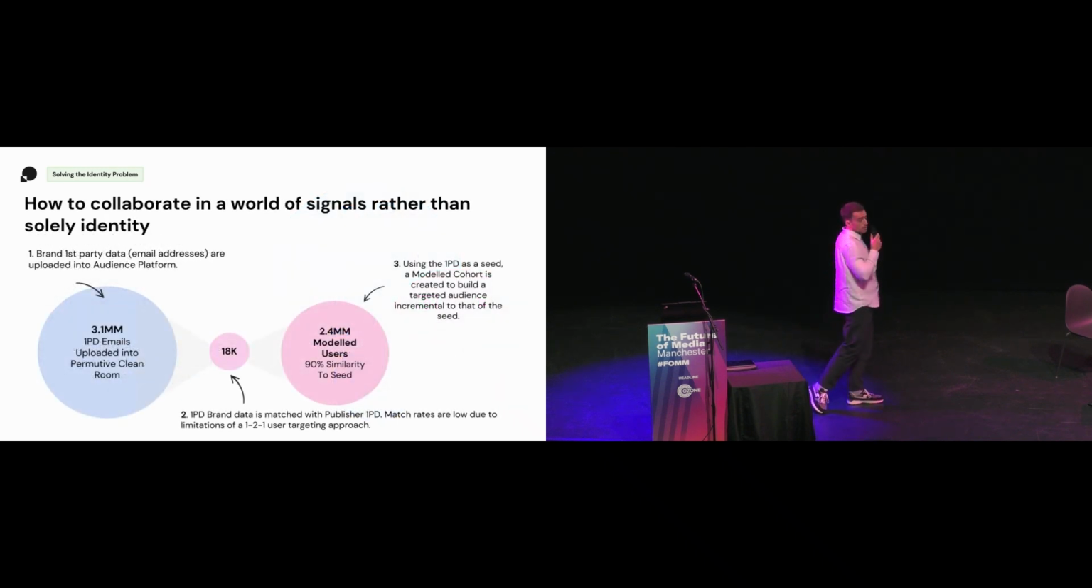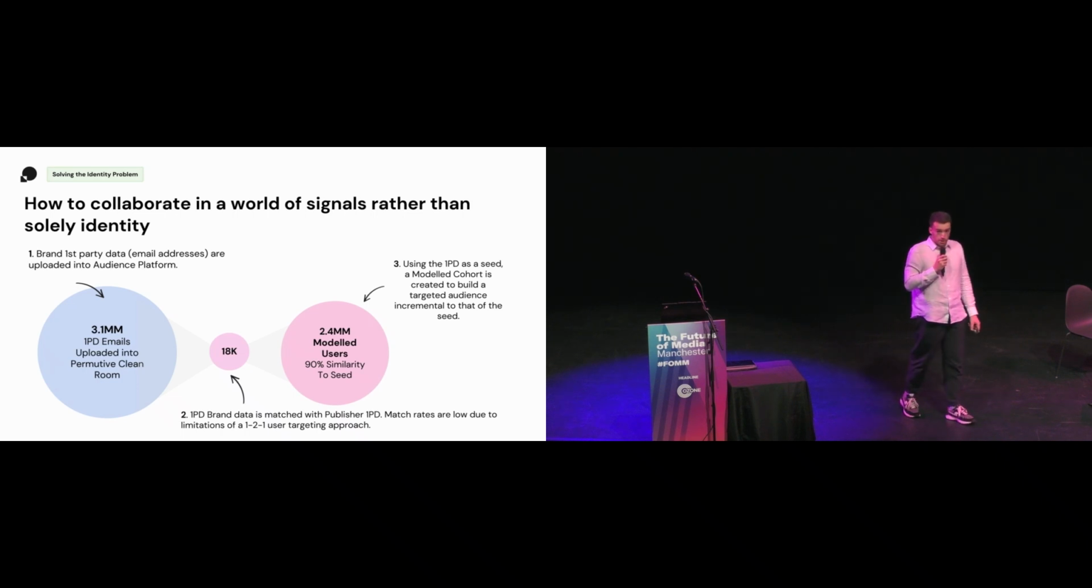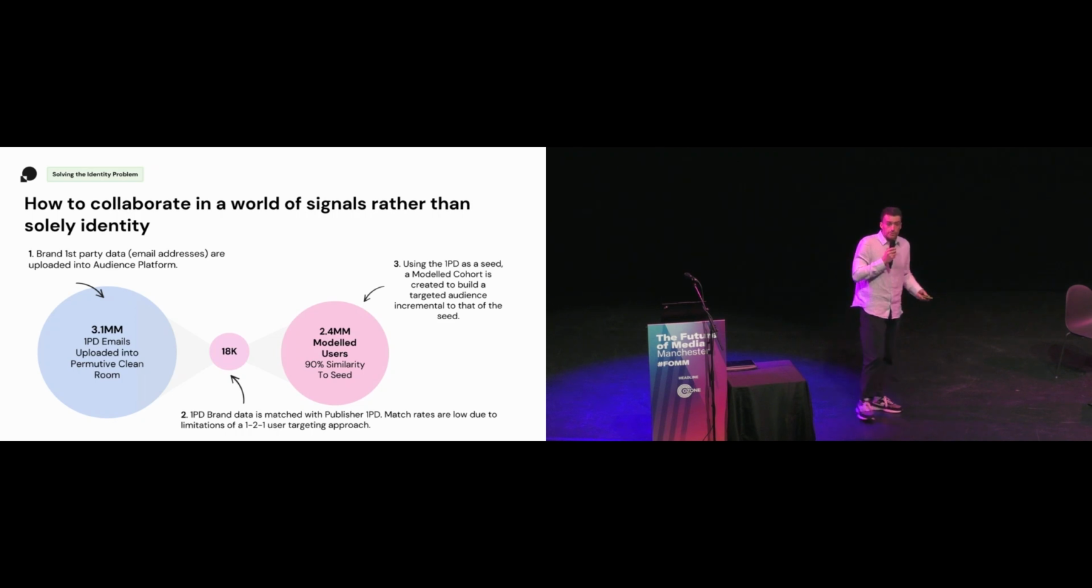How do you collaborate in a world of signals rather than just identity? Well, one of the ways that you can do that with Permutive is by uploading your first-party data into a clean room, matching that with the publisher's first-party data of the same format, and using all those brilliant signals to model out a representation of that audience across the entire open web.